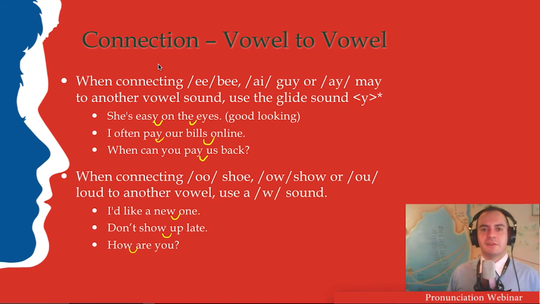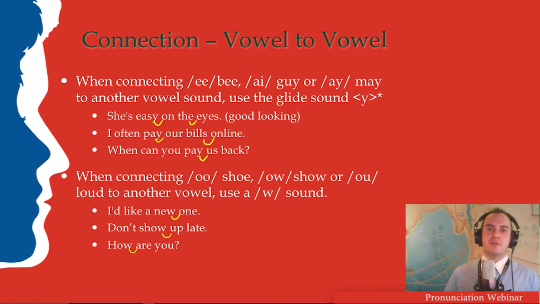So let's look at some different kinds of connection. The first is vowel to vowel. When you connect E as in B, I as in guy, or A as in may to another vowel sound, you use the glide sound Y. She's easy on the eyes. I often pay our bills online. I often, right? You hear the intruding Y. When can you pay us back?